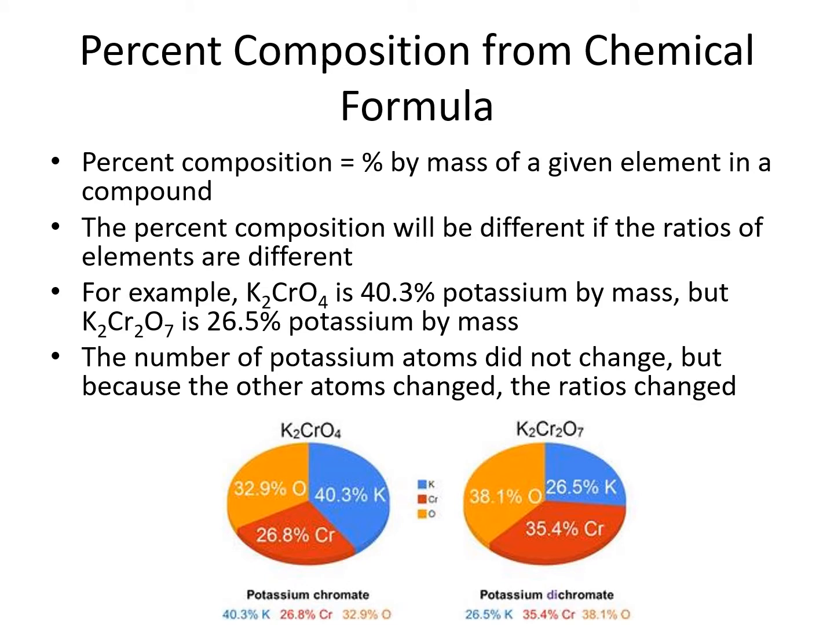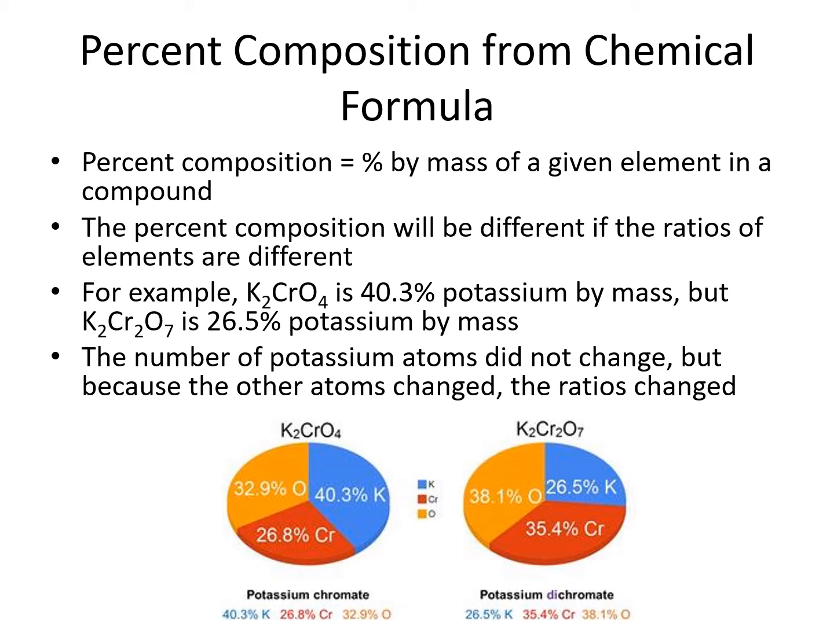Percent composition, which will be our first type of calculation, is defined as the percent by mass of a particular element within a compound. Essentially, what we're trying to find is how much of a particular compound is made up of a particular element in terms of the masses. The percent composition will be different if the ratios are different.